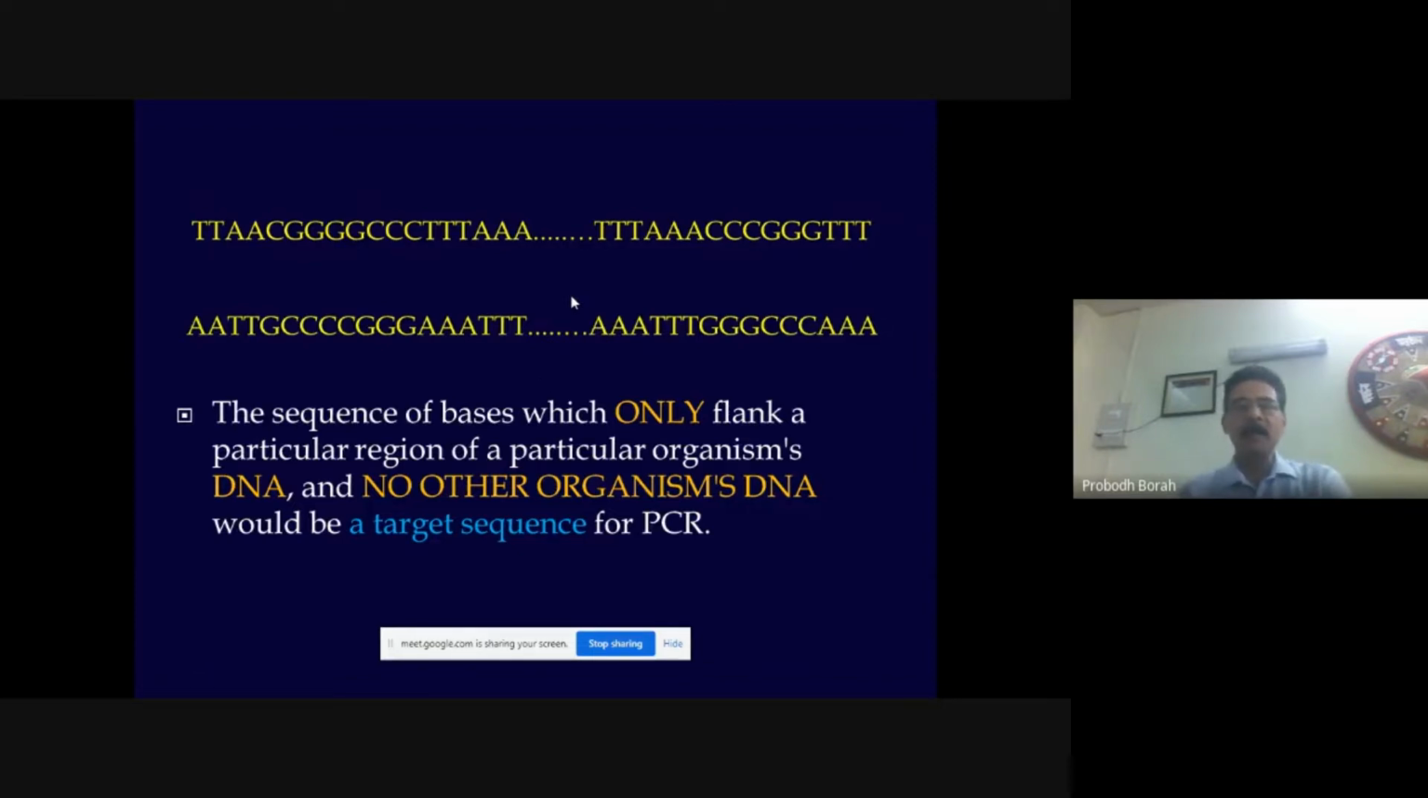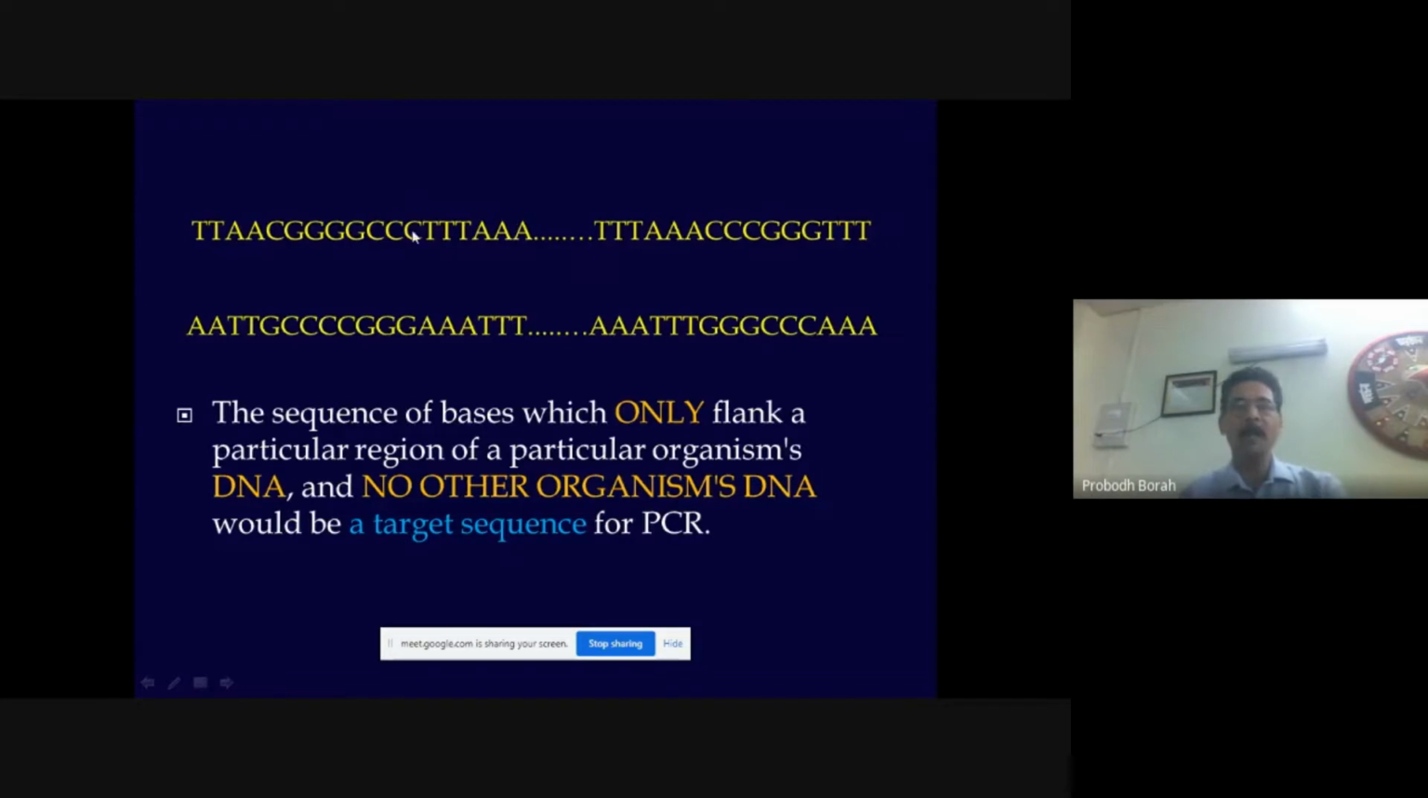Now, the primers for proper amplification of this DNA molecule represented by the dotted portion may be designed by taking into account the flanking region of DNA, upstream and downstream of the target sequence. If this is the target sequence, this is the upstream of the target sequence, and on the other strand, this is the downstream of the target sequence.